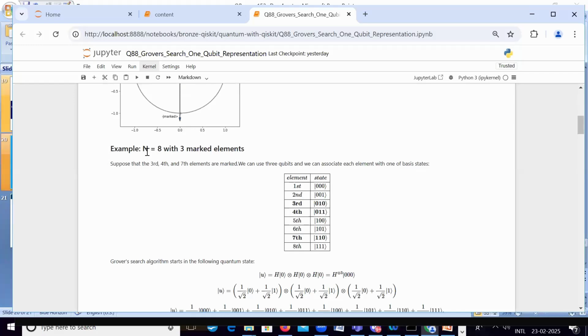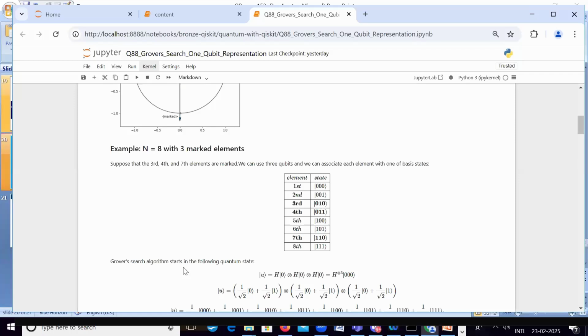Now here is an example. There are 8 elements with 3 marked elements. In the list of the 8 elements, 3 elements are marked. The first one has the state ket of 0, 0, 0. And the second is highlighted and marked. And the fourth is again marked, the fifth is not marked, and the seventh is marked.